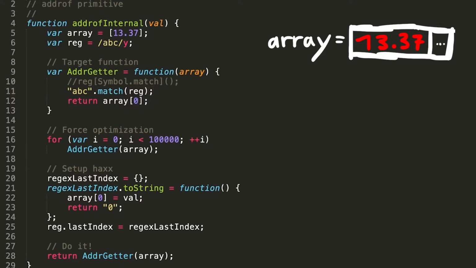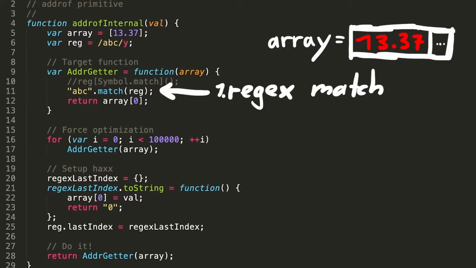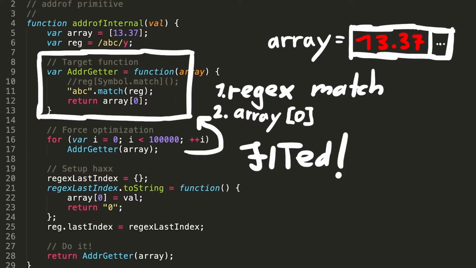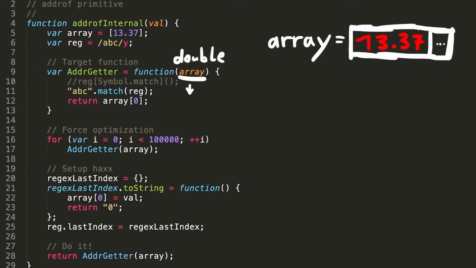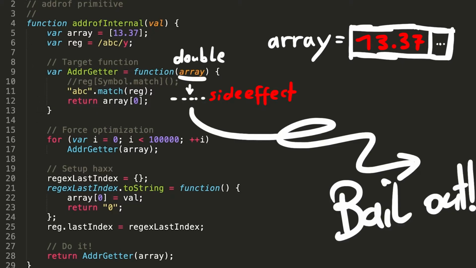So what this means is this function simply calls a regular expression match and returns the first element of the array, and that code is JITted. So this is now compiled to machine code, and because we know the JIT compiler optimizes, we also can understand that because the JIT knows that the array is a double array, it just returns a double, without checking if this is still really a double array. However, this should not be a problem, because as soon as something would have side effects inside of the JITted code, it would be discarded, right?